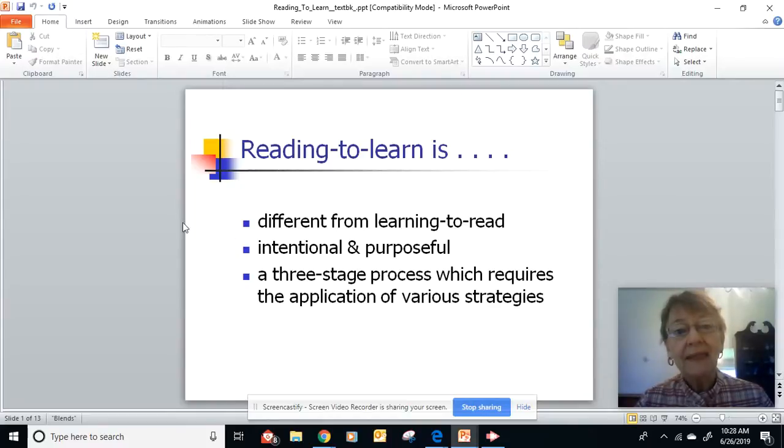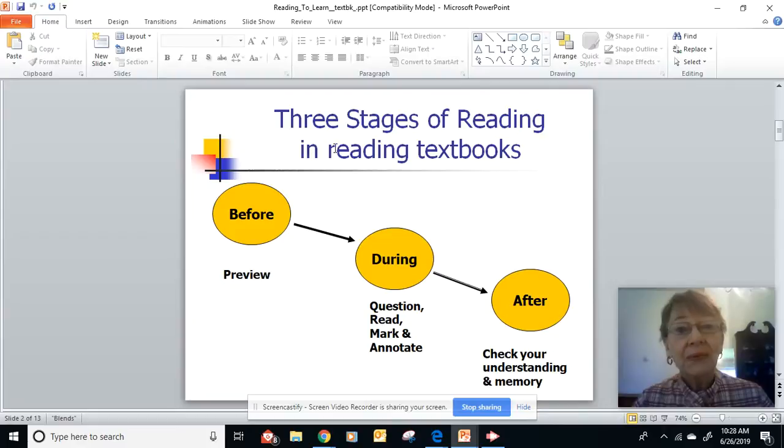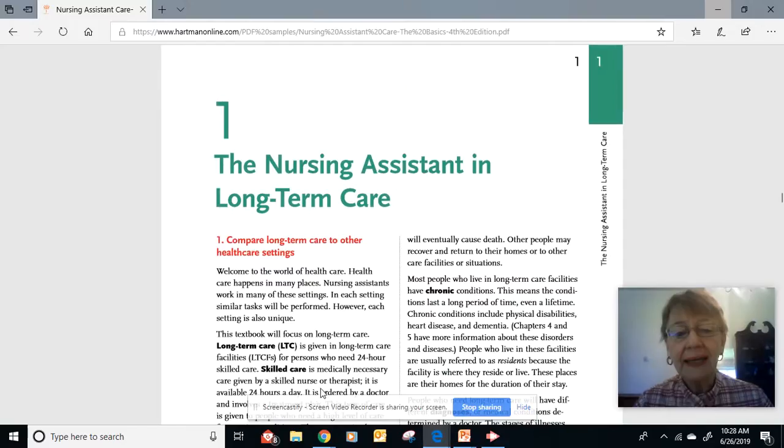Keep in mind that reading to learn is different from learning to read. You must be intentional and purposeful. You must have a strategy. There are 3 stages of reading in reading textbooks: a before, a during, and an after. And you'll notice that each stage involves using a different strategy. Let's begin by applying these strategies to your nursing assistant textbook.